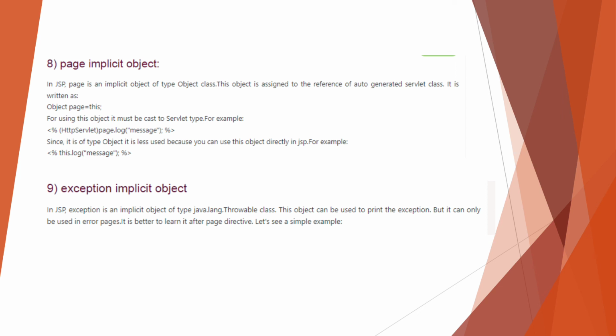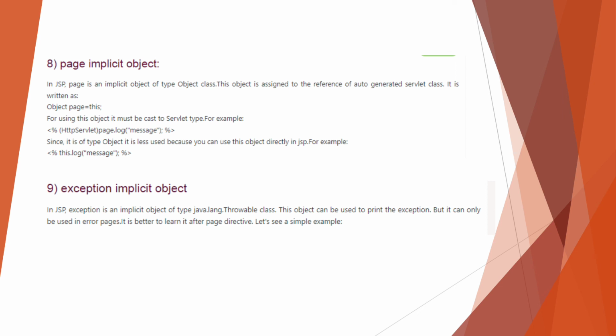Now the ninth object, which is exception. Now do you know what an exception is? Whenever an error comes, an exception is required. Whenever your program has some problem regarding the output, it generates some exception. Okay, so in JSP, exception is an implicit object of type java.lang.Throwable class. This object can be used to print the exception. Whatever error comes, it should print the exception, but it can only be used in error pages.